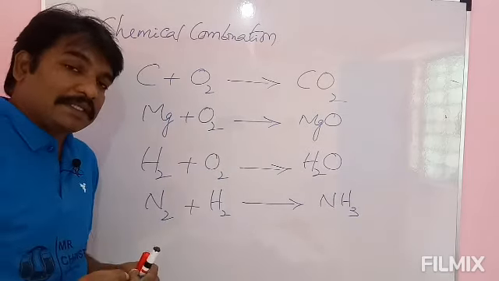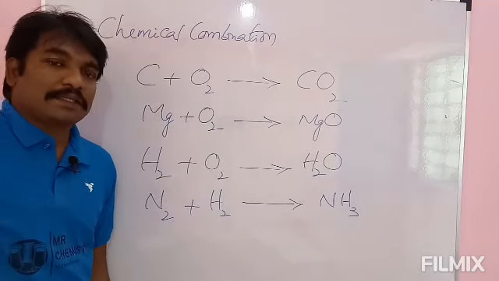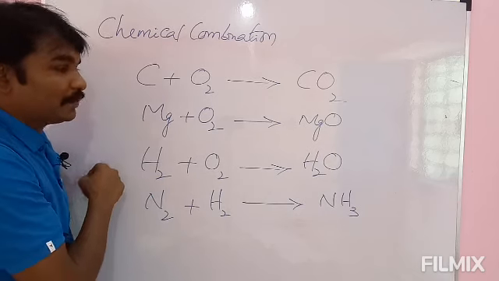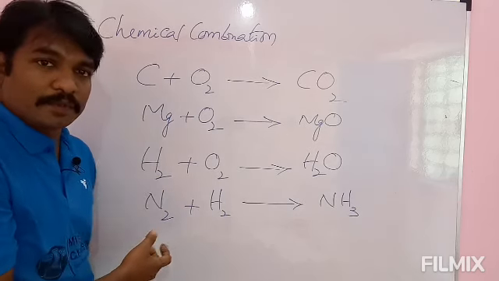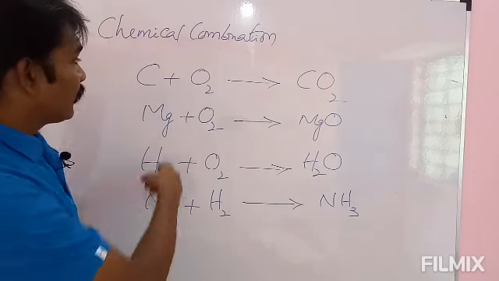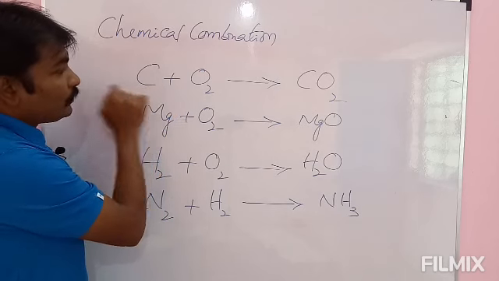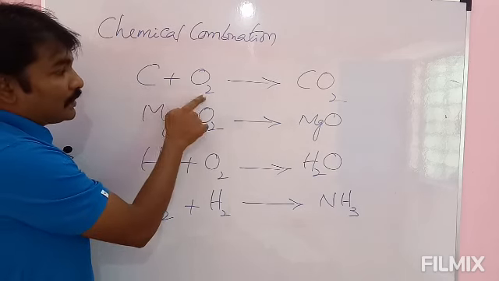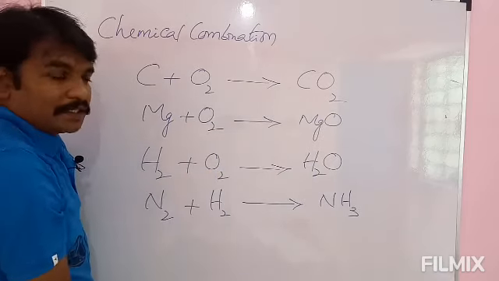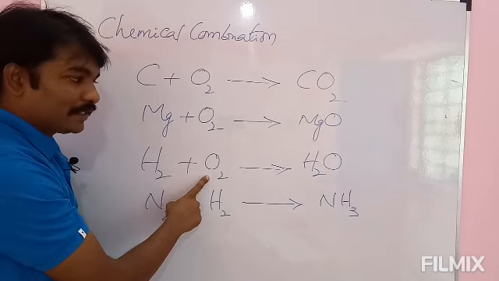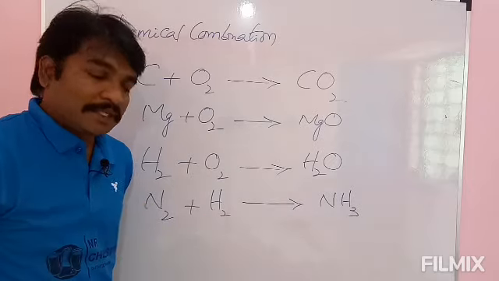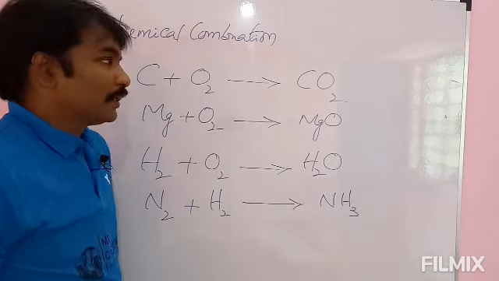See here, observe all these things. In all these cases, two different substances, the substances may be elements or compounds. We will discuss a few more examples which include compounds also. Carbon and oxygen combine with each other and they form carbon dioxide. Magnesium and oxygen combine with each other and they form magnesium oxide. Hydrogen and oxygen combine with each other and they form water. Nitrogen and hydrogen react with each other, I mean combine with each other, and they form ammonia.